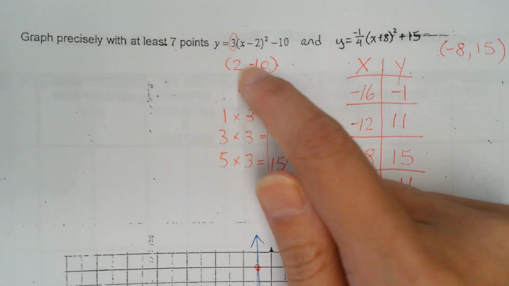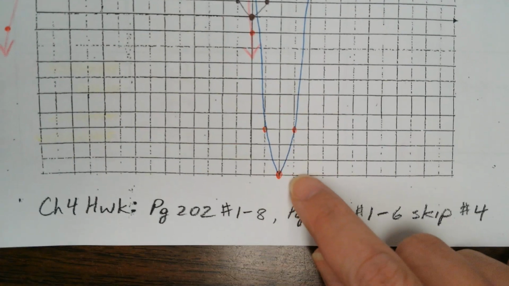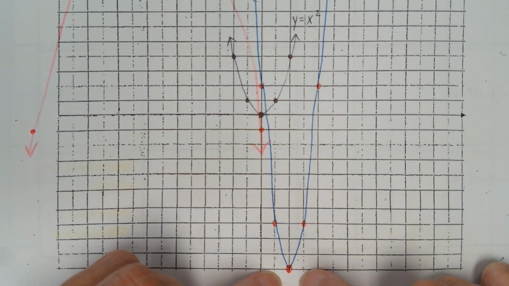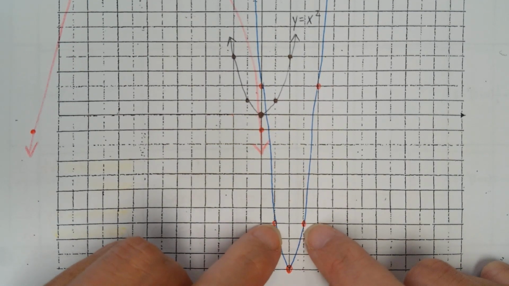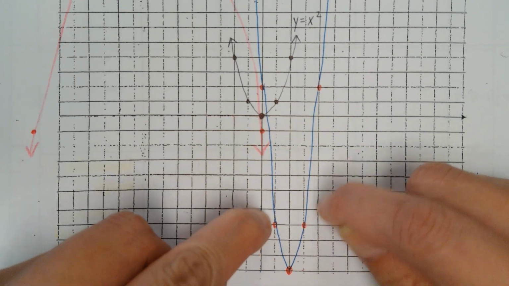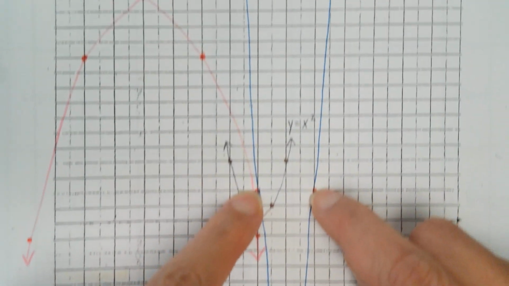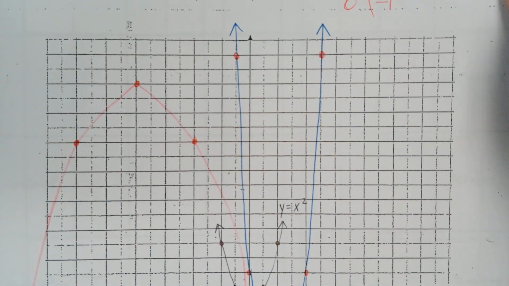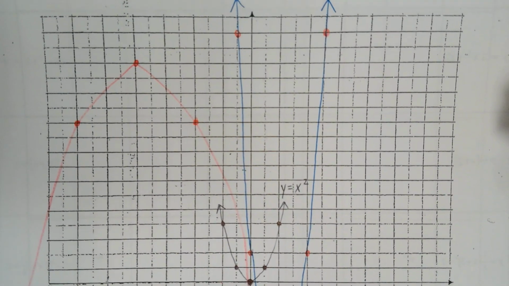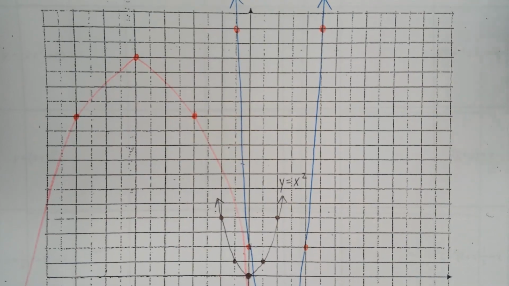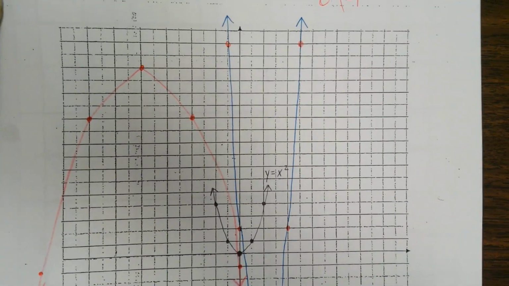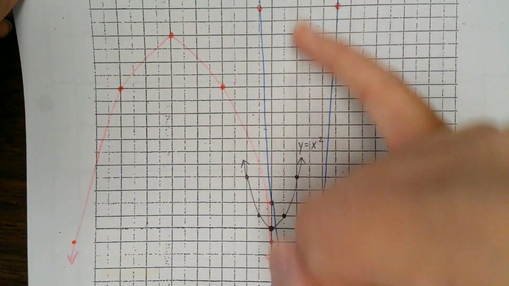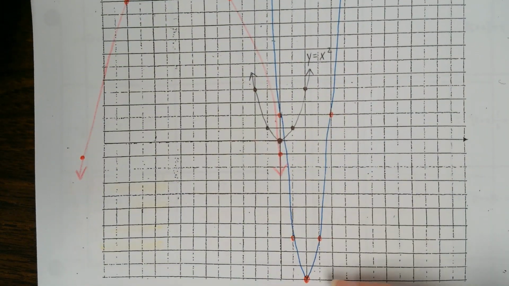Okay, so using the step method, 2, -10 is all the way down here. And then I'm going to go over 1 on each side and up 3. Over 1 on each side and up 9. Over 1 on each side and up 15. Okay, so there's my 7 points. Okay, how long did that take? Maybe a minute. So out of the 3 methods, I personally like the step method most because it's the fastest.